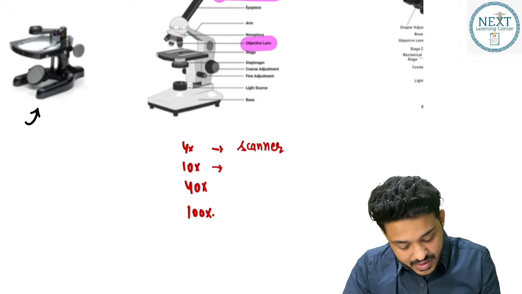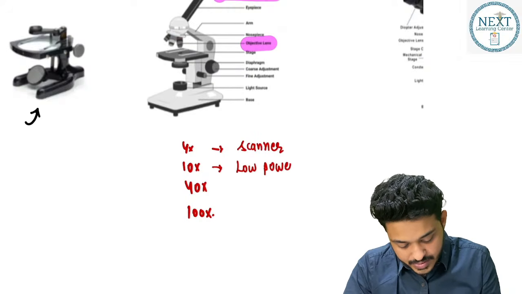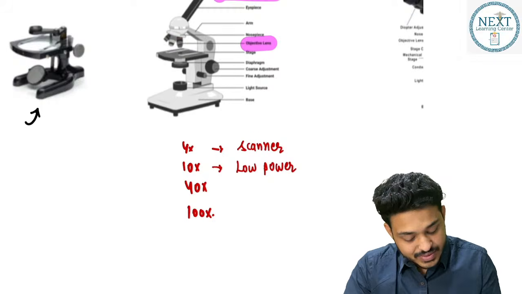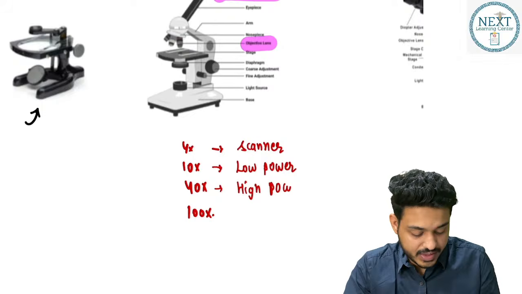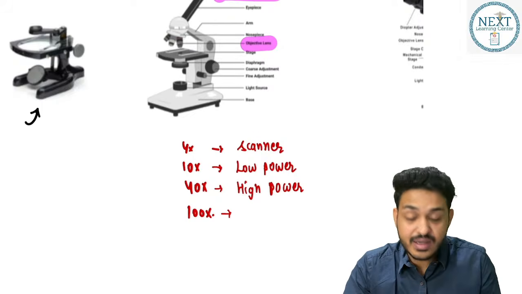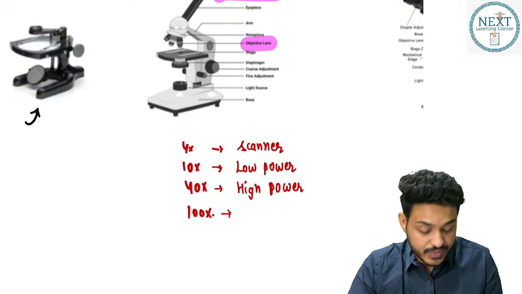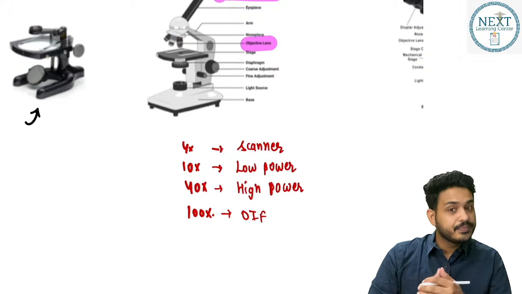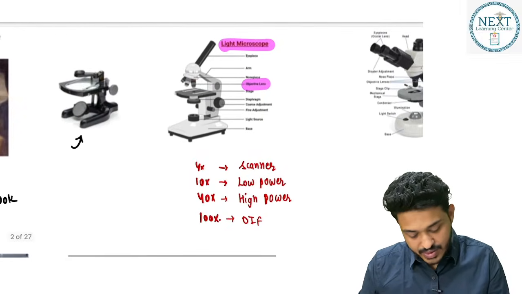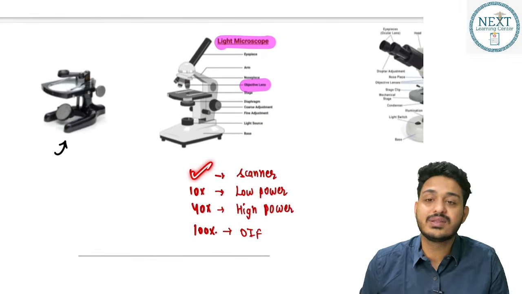10 times magnification we are going to use as low power. 40x is going to be what? High power. And at 100x you are going to get the oil immersion field. And remember, oil is going to increase the refraction and you are going to get a better picture, right? So this is your simple light microscope.